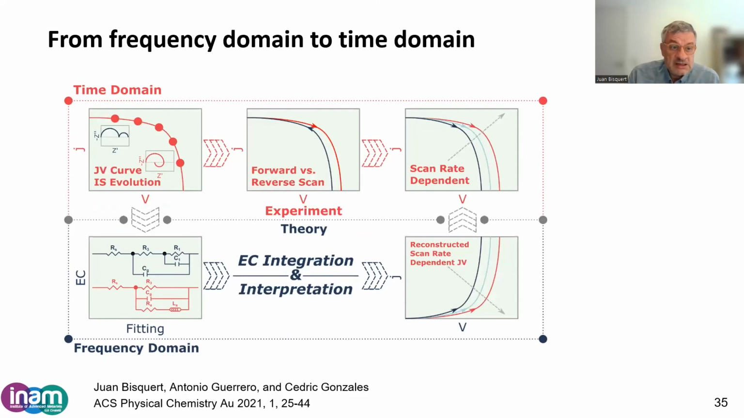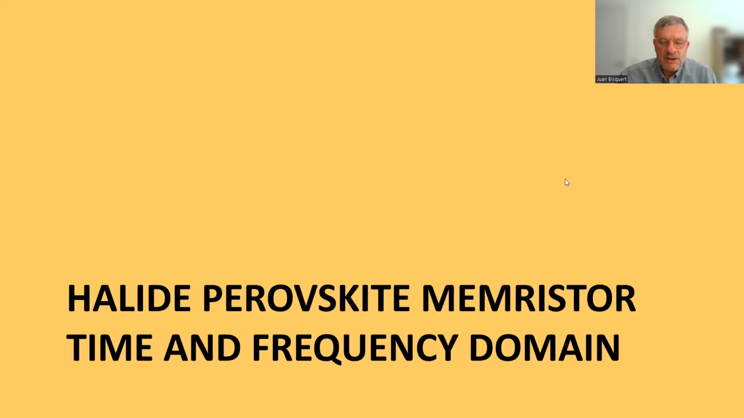But this requires an integration, because we are scanning in the JV curve over many different values, varying exponentially, of the equivalent circuit, so you need an integration procedure. Now we will describe the perovskite memristor in time and frequency domain.